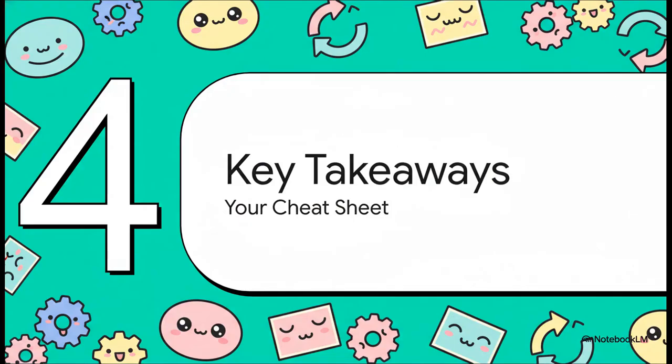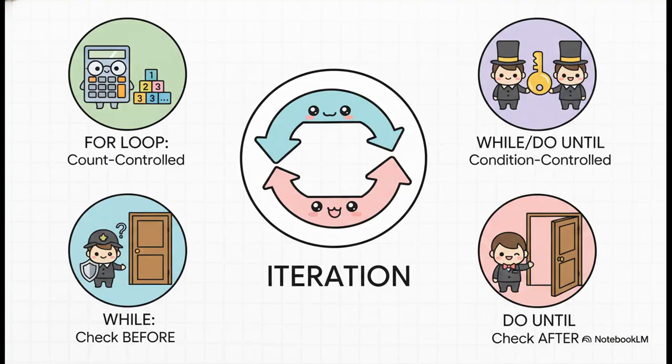All right, I know that was a lot of information, but it all really boils down to just a few key ideas. So let's do a quick recap with a final cheat sheet just to make sure this stuff sticks. So here's the bottom line. Iteration is just a fancy word for repetition. For loops are for when you can count. While and do until are for when you need to check a condition. And the big difference between those two is all about timing. While checks before and do until checks after. If you can remember these 5 points, you've totally got the fundamentals of iteration down.